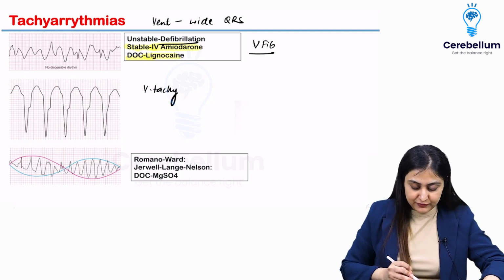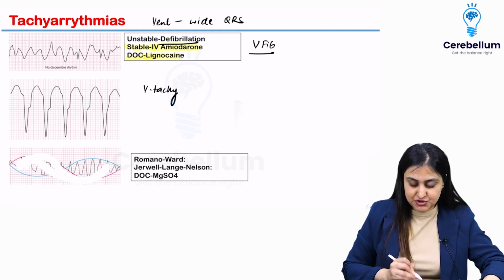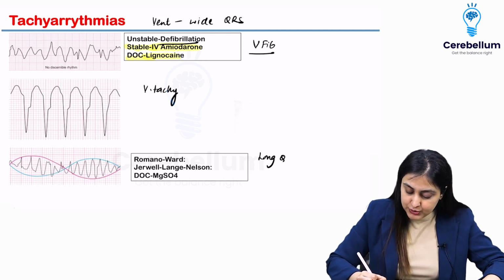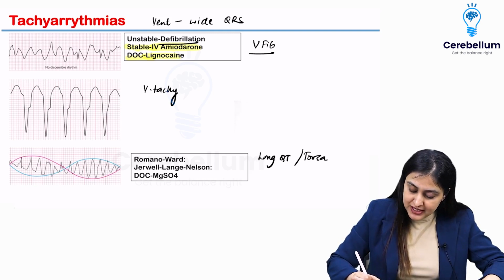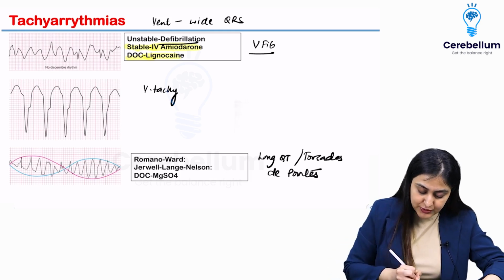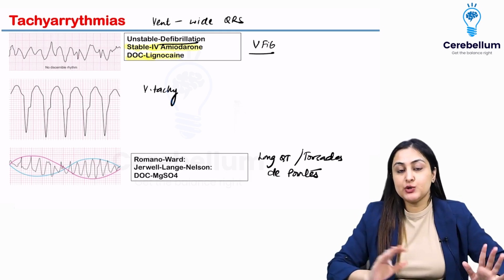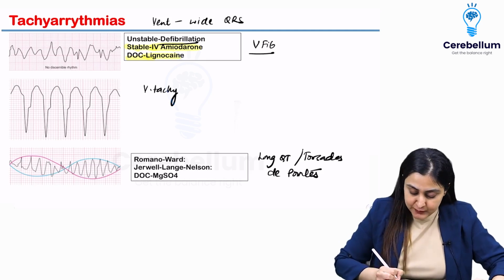Then, very important for the exam, when you see this axis which is polymorphic, this is what is known as long QT syndrome or torsades de pointes. So this is torsades de pointes, long QT syndrome. This wavering baseline is very important. So remember two congenital syndromes associated with long QT.